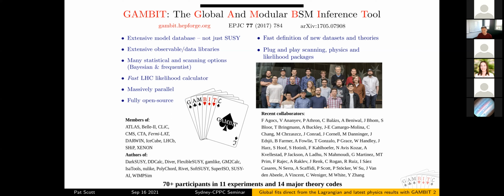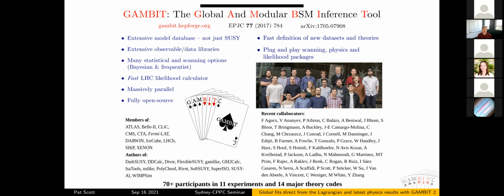So it comes with a big database of models. It comes with a big database of experimental data and corresponding likelihood functions, has a bunch of different statistical options, and it's fully open source, and it's basically set up so that it's really optimized for doing fast scans. So it's got a fast LHC likelihood calculator, and it's heavily parallelized. So depending on what theory you're working on, you can do it on your laptop, or you can go to the world's biggest supercomputers and run for many days there.